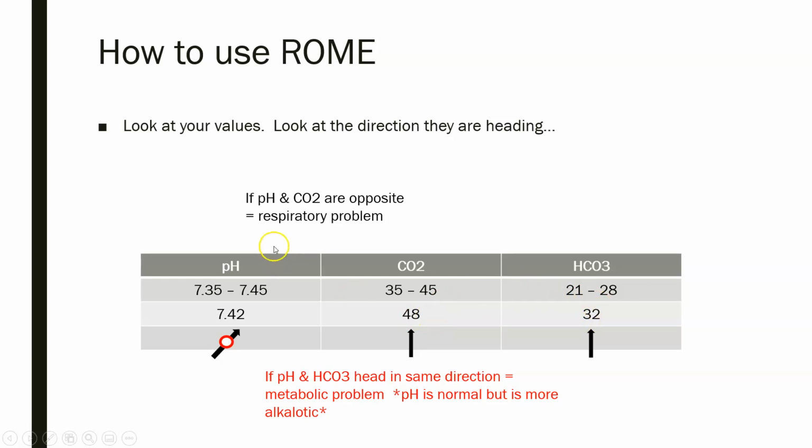So here we're going to look at the pH and CO2. If they are going in opposite directions, this is a respiratory problem. If the pH and bicarb head in the same direction, it is a metabolic problem.